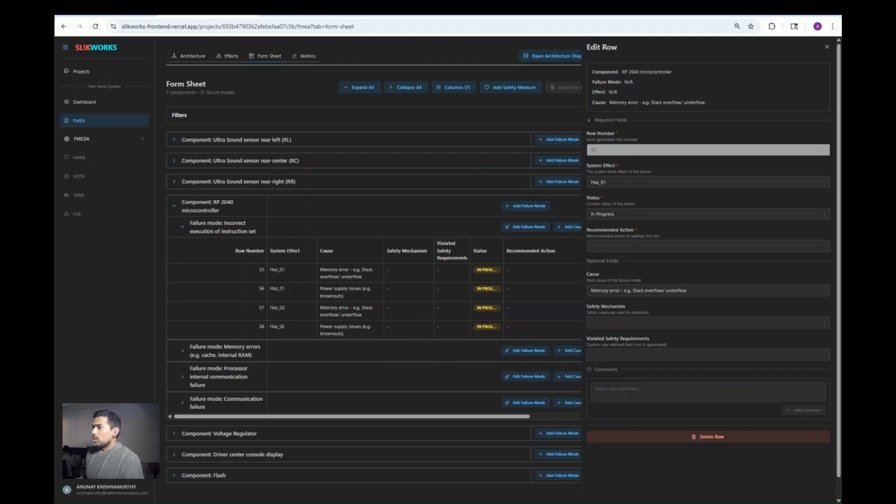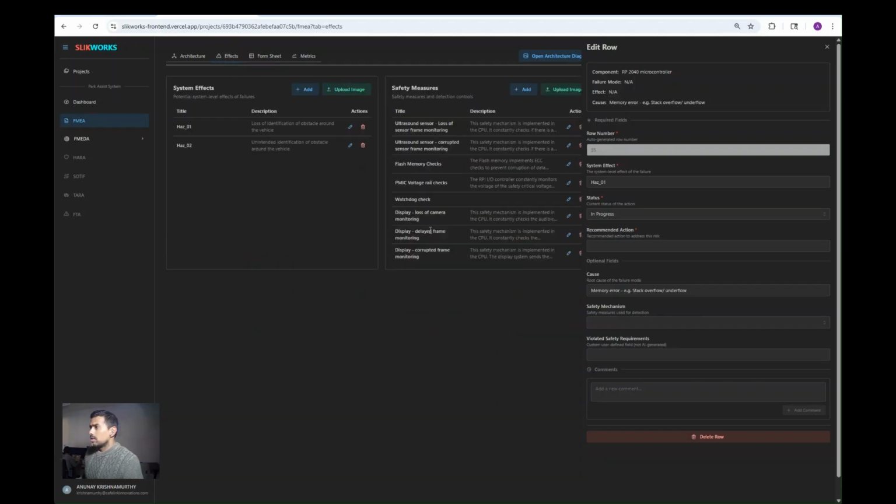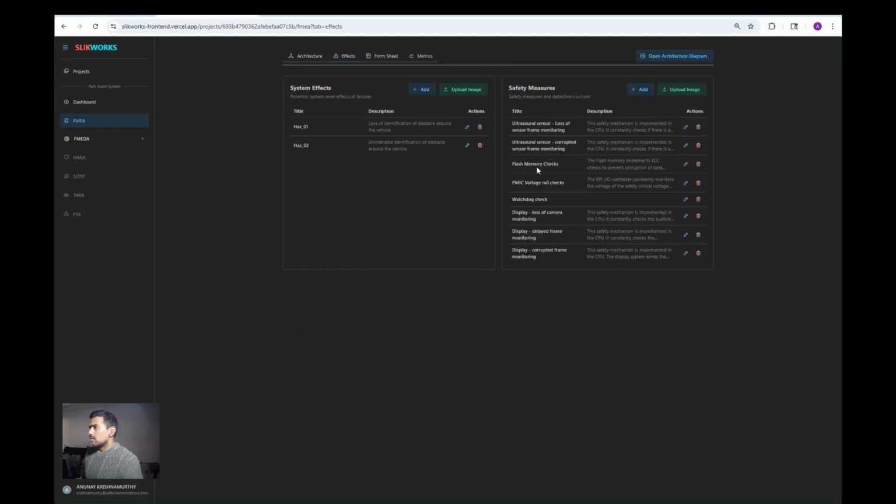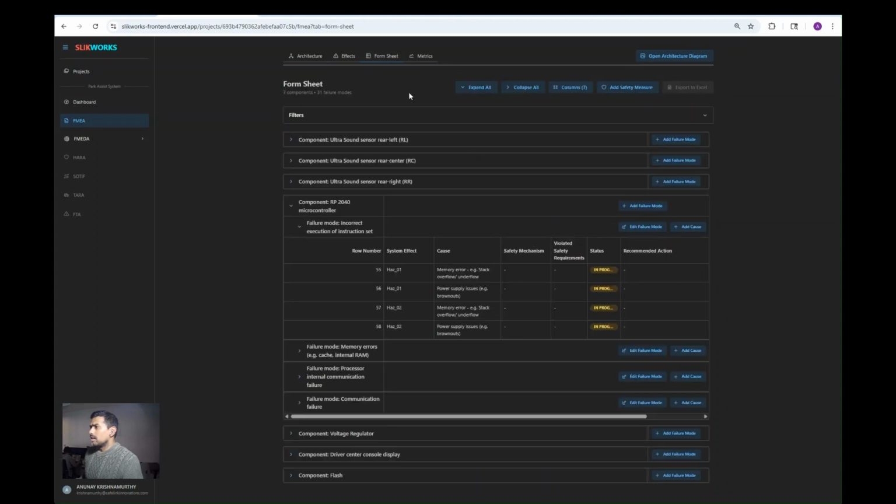For the failure mode, incorrect execution of instruction set, and the cause, memory error, we can take a look at the safety mechanisms to see if there's already something over here. If we go here, what we see is there is a flash memory check, but there is nothing for a stack overflow or underflow monitoring. There's a couple of things that can be done. One, it can be added over here, or two, it can be added directly in the form sheet itself.